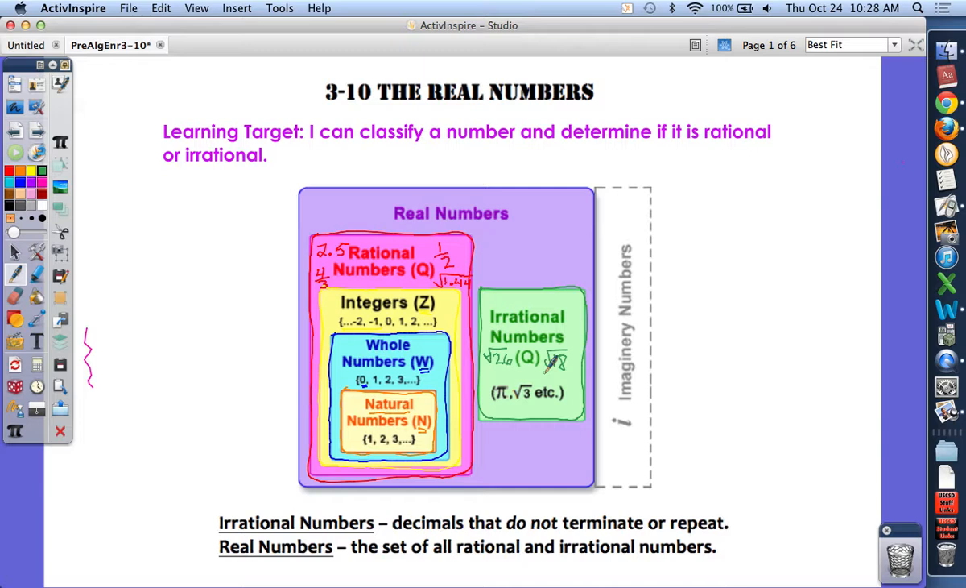So these are all the real numbers, okay? Everything is either rational or irrational. And within the rational world, we have these 3 worlds: integers, wholes, and naturals.